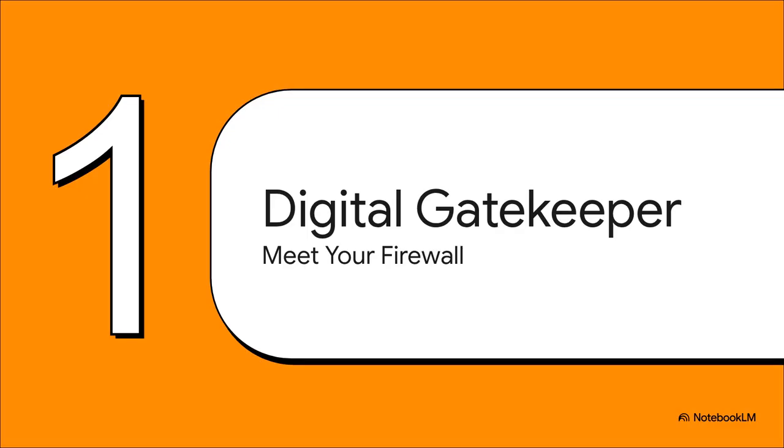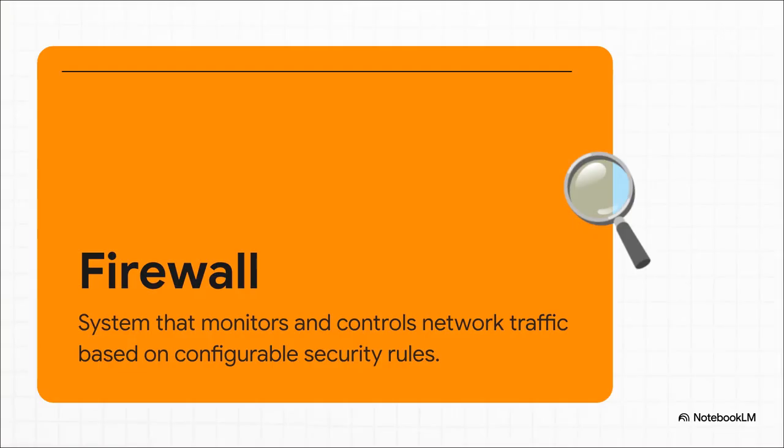Meet your digital gatekeeper. So what is a firewall exactly? Basically, it's a definitive barrier standing between your trusted internal network, like your home Wi-Fi or office LAN, and the vast, untrusted outside internet. It's a security system that constantly, relentlessly monitors network traffic. But here's the key. It doesn't just watch. It makes active decisions to either allow or deny that traffic, all based on a strict set of configurable security rules that you set up.